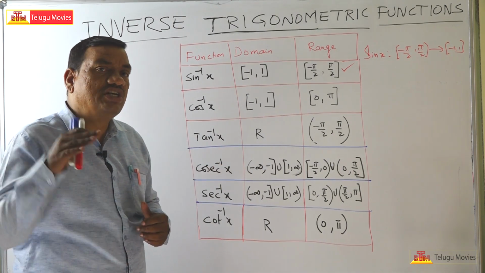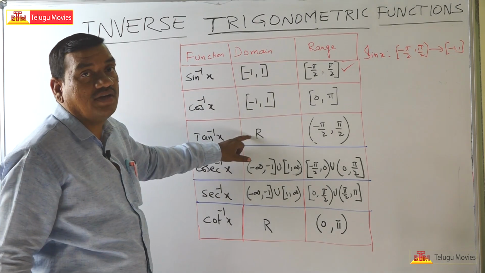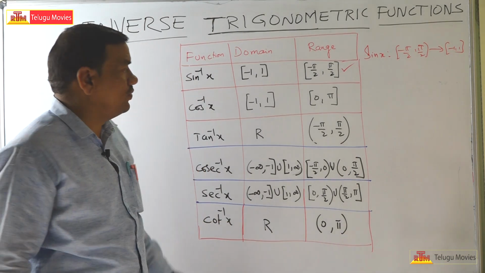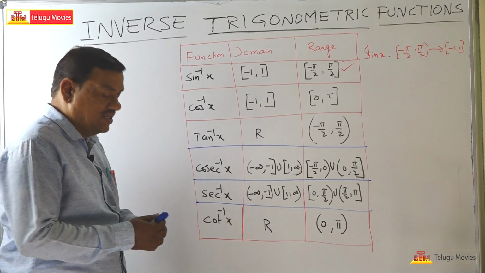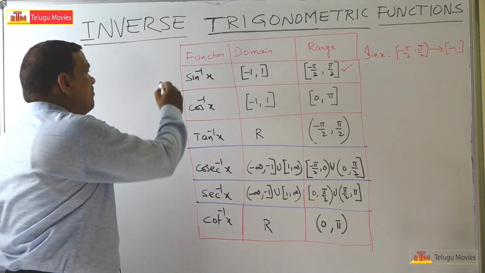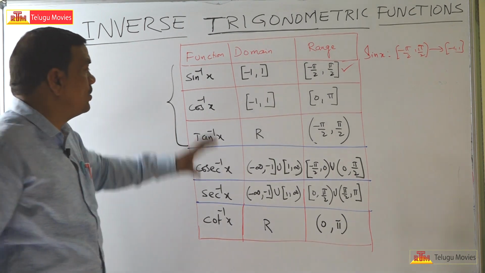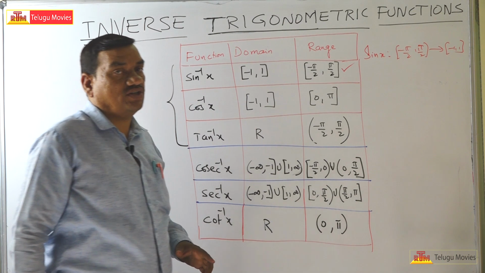For the tan function, the range is the set of real numbers. So reverse it: the domain is the set of real numbers and the range is from minus pi by 2 to plus pi by 2. So mainly sine inverse of x, cos inverse of x, tan inverse of x. These three functions are the main functions. You must and should know the domain and range of the inverse trigonometric functions.